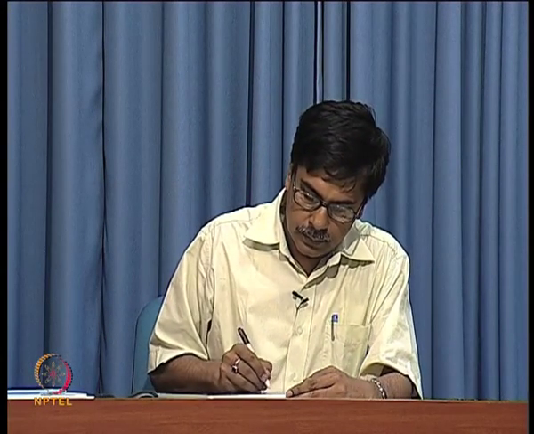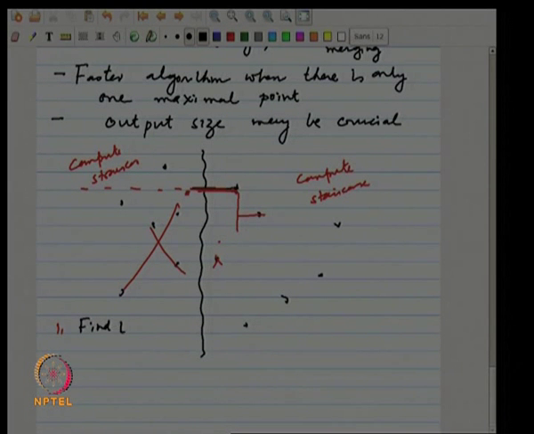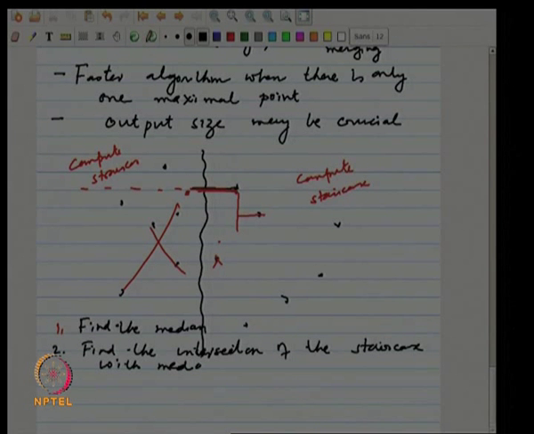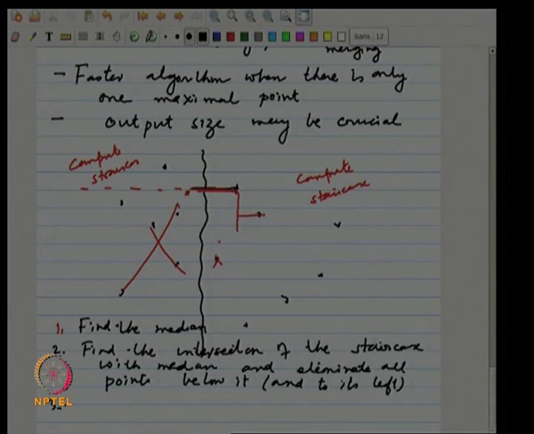So I just write down the steps. Find the median. Then find the intersection of the staircase with the median, and eliminate all points below it and to its left.